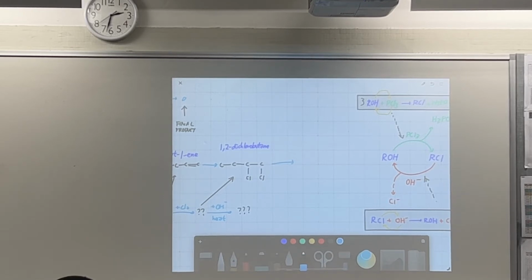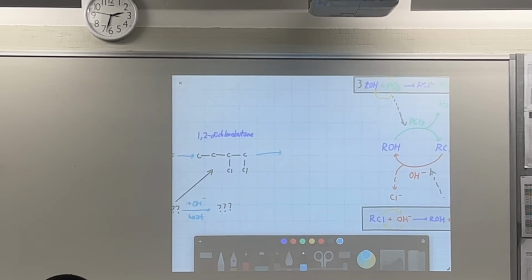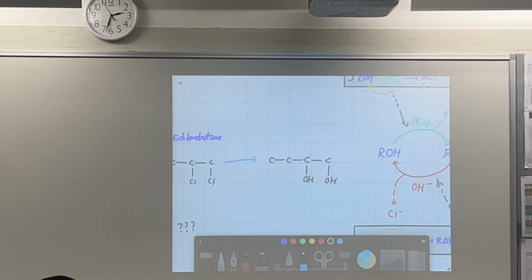Any take on the name? 1,2-butane-diol. Very good. Okay. So close. Butane 1,2-diol. So you have C, C, C, C, OH. Yeah, how to avoid making those mistakes?